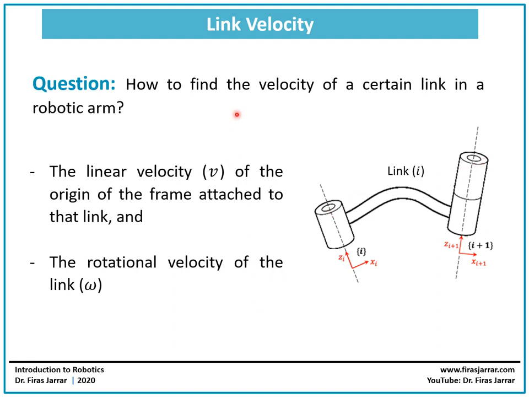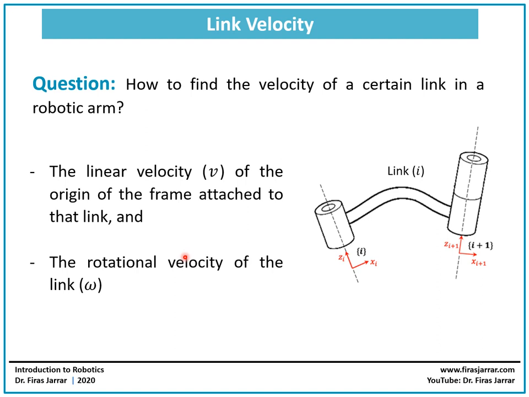And for every lecture we have a main question to answer. The question for this lecture is going to be how to find the velocity of a certain link in a robotic arm. And when we say the velocity of a link, in actuality we mean the linear velocity of the origin of the frame attached to that link in addition to the angular velocity of the link itself. So we have two components here: the linear velocity, and linear velocity is defined with respect to a point. The point in this case is going to be the origin of the frame attached to the link, and the rotational velocity of the link itself.